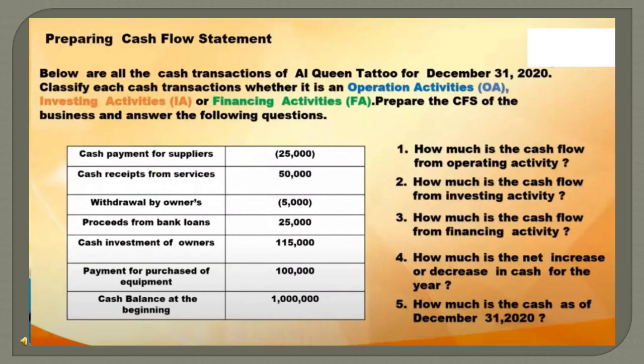Preparing the cash flow statement. As an example, below are all the cash transactions of Al Queen Tattoo for December 31st, 2020. Classify each cash transaction, whether it is an operating activity, investing activity, or financing activity. Prepare the CFS of the business and answer the following questions. How much is the cash flow from operating activity? How much is the cash flow from investing activity? How much is the cash flow from financing activity? How much is the net increase or decrease in cash for the year? How much is the cash as of December 31st, 2020?